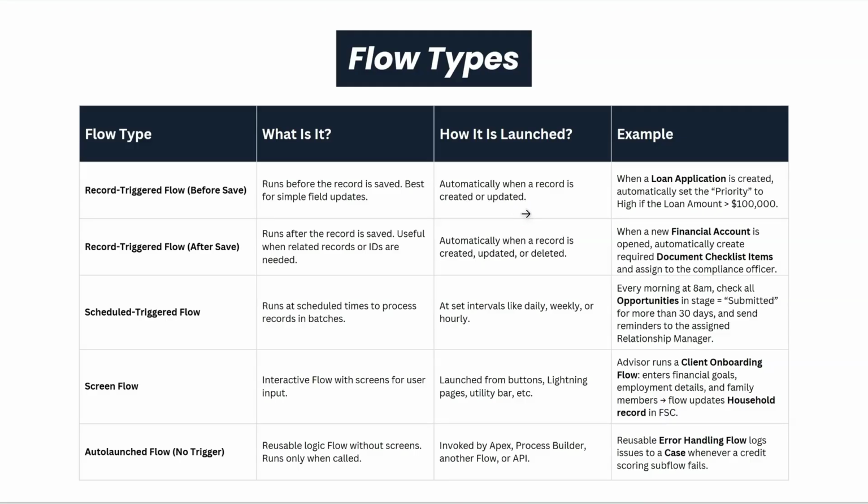A good example of a record-triggered before save flow would be when a loan application record is created, automatically set the priority of the record to high if the loan amount is greater than $100,000. So in this example, the loan application record is the record being triggered, and it's also the record being updated. So we're updating the priority field on the loan application record.